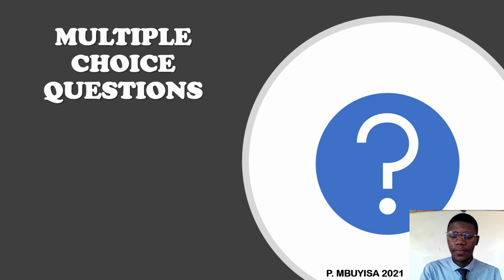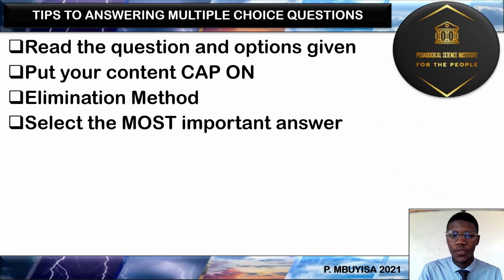So for now, let's just outline a few tips for answering multiple choice questions. The first tip says you must read the question and options given. So read your question carefully, read the options given, and then what do you do afterwards? You put on your content cap. What is a content cap? So try to rationalize which one is the most correct answer and why it qualifies as the most correct answer and why the other options are wrong.